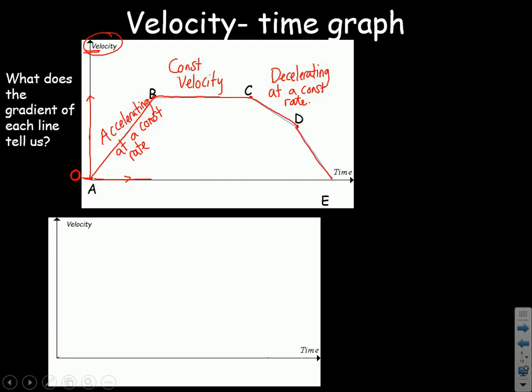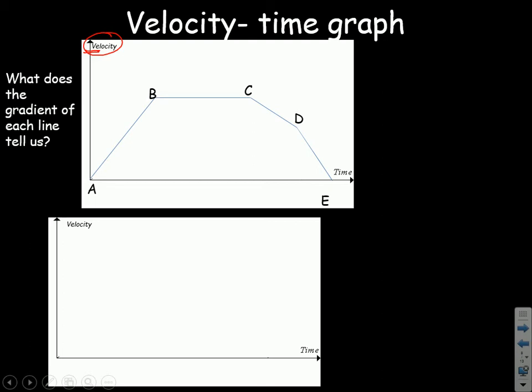Okay then. Just like with a distance time graph, they may in the exam ask you to use the graph to calculate the acceleration of the object. So how would we do that? Well, we do that just like we would for a distance time graph. Since acceleration is change in velocity over time, that was our equation for acceleration.